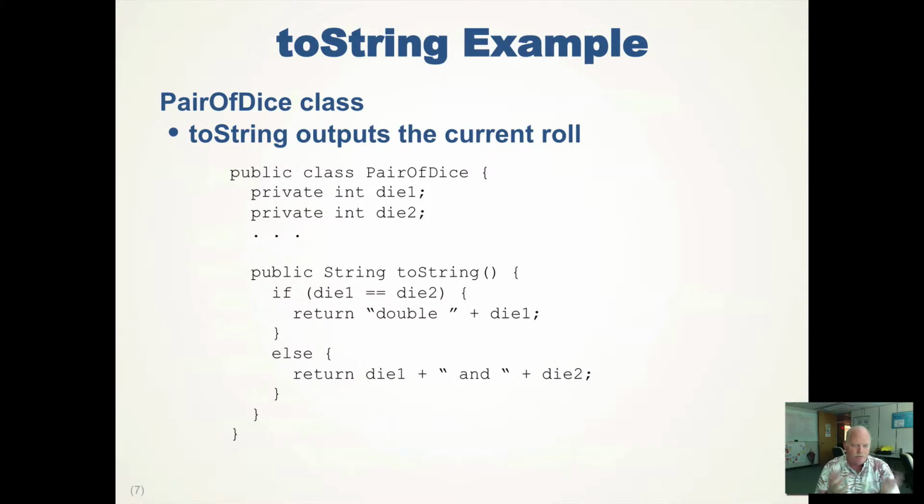So here we remember our pair of dice class. We have two ints that represent each die and the roll on each die. And so, for example, the toString method could return what the current roll is. And so we would actually return a string that says if they're equal, we would say they double whatever the value is, else it's die 1 and die 2, the value 1 and then. So that's a much nicer string than pair of dice and hashtag and some hash number.